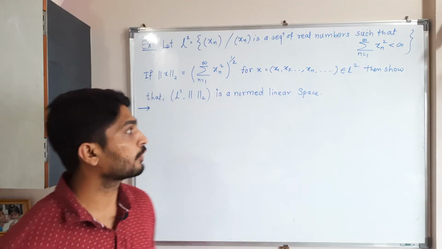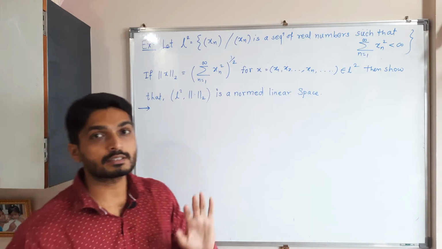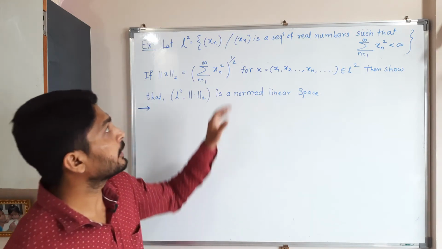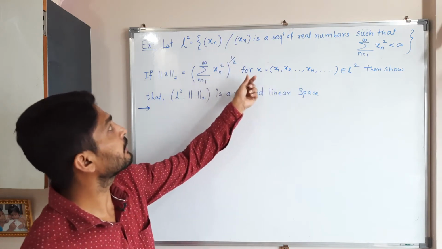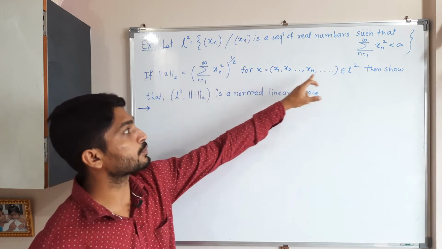Let us discuss this example of norm again. This time we have the set L2. Let us try to understand the meaning of L2. L2 means infinite sequences. If you consider an element of L2, it will look like this: x1, x2, and so on, xn.